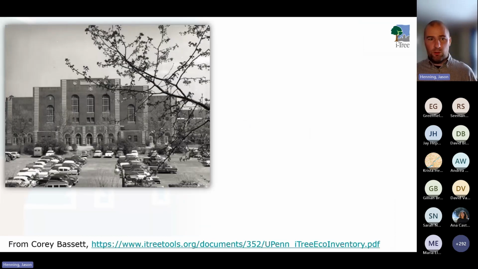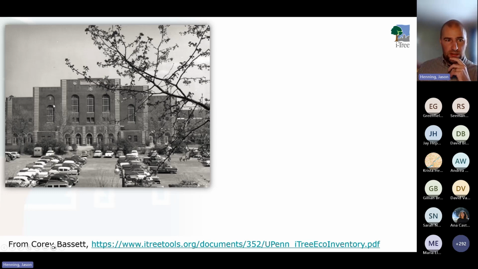And I'm just going to go through one real quick example. This is from, hopefully provide a little bit of inspiration going forward. This is from a grad student project. This is from Corey Bassett. This is her master's project at the University of Pennsylvania. She measured all the trees on her college campus at UPenn and put them into iTree.